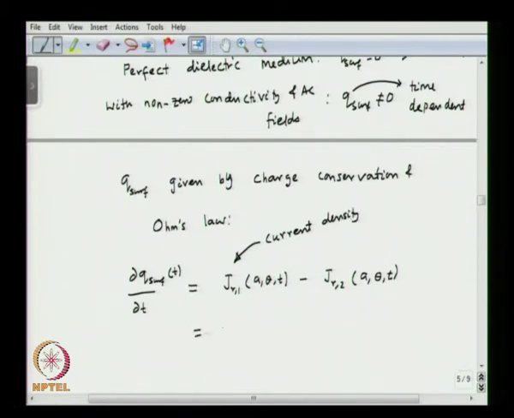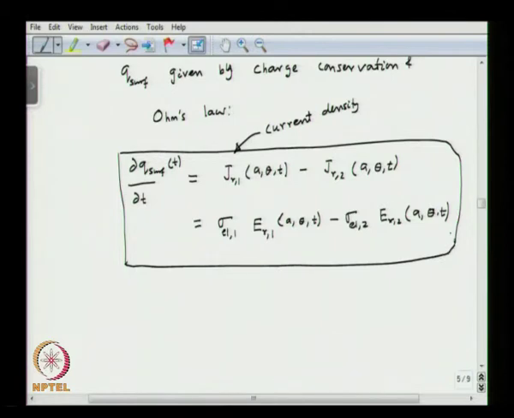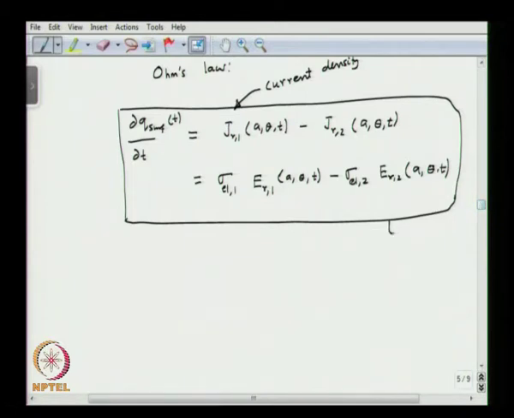Okay, and we can write current density in the form of electrical conductivity and electric field. So, if you do that, we write electrical conductivity of 1 and electric field E r1 a theta t minus electrical conductivity of 2, E r2 a theta t, okay. So, that is how the charge on the surface is going to vary with time, if we express that in terms of the electrical conductivity and electric field in the medium as well as in the sphere or particle. Let us call this equation as equation B.